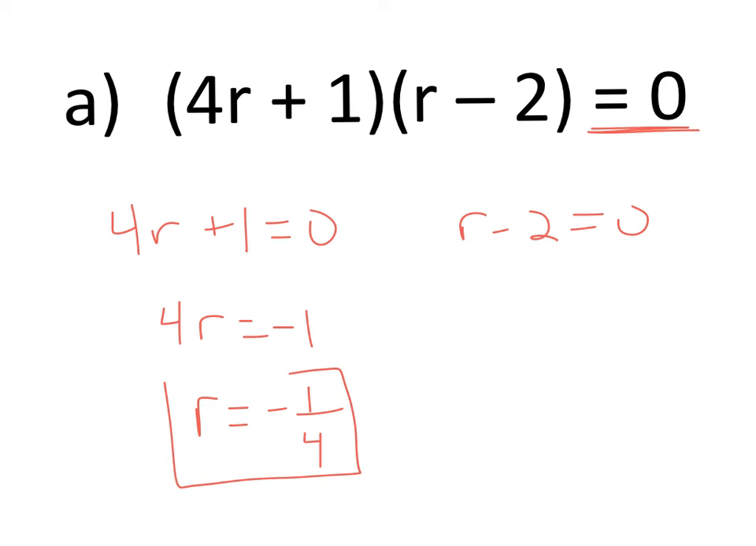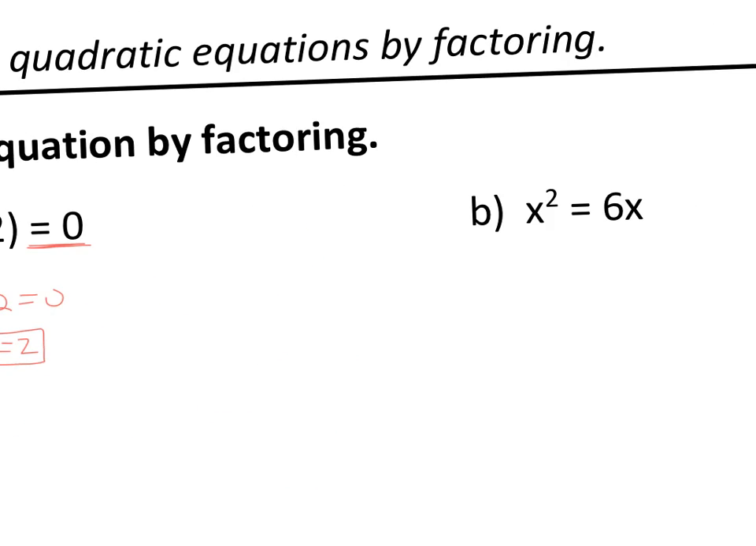Okay, so there's one answer. On this one, I'm going to add the 2 over and get r equals 2. Okay, and that's it. Those are your two solutions. So I have two answers for this up here. It could either be negative 1/4 or it could be 2. Okay, so let's go to the next one here.